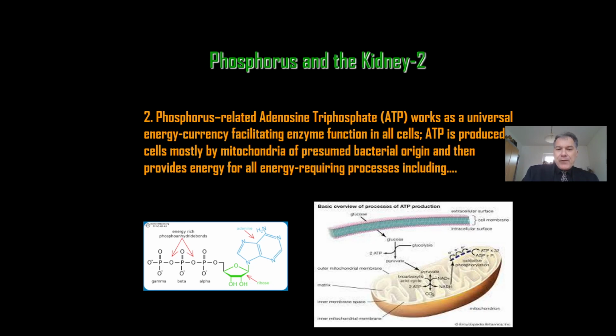ATP is very important in terms of enzyme function. It is very important in terms of all functions in various organs that require energy. Now, ATP is normally produced in cells within mitochondria, which are presumably of bacterial origin, and they have the basic function of producing energy that the cell then uses for all kinds of things. So in other words, ATP is released from mitochondria and then it is distributed throughout the body.